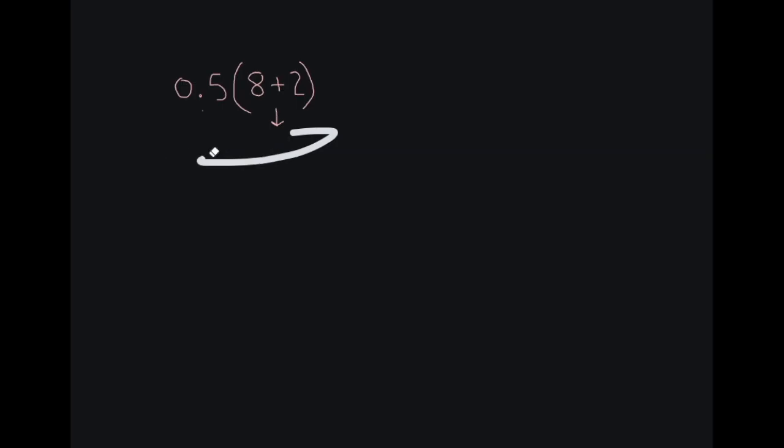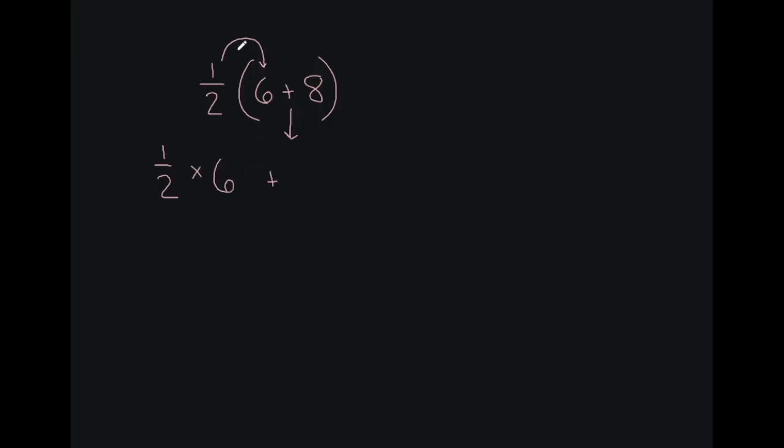Now let's see how we do this if we have a fraction in the number. So our next problem here is 1/2 times the quantity of 6 plus 8. So let's distribute 1/2 times 6 plus 1/2 times 8. So 1/2 times 6, what's half of 6? That would be 3. 1/2 times 8, what's half of 8? That would be 4. Let's bring our plus sign down. 3 plus 4 equals 7.